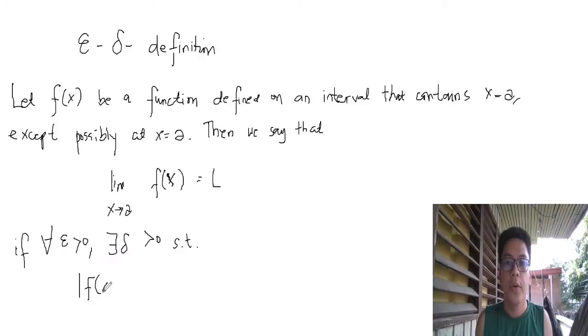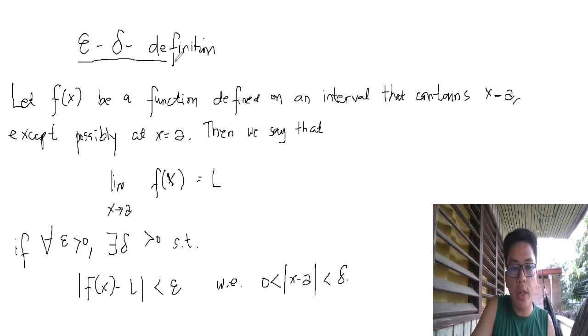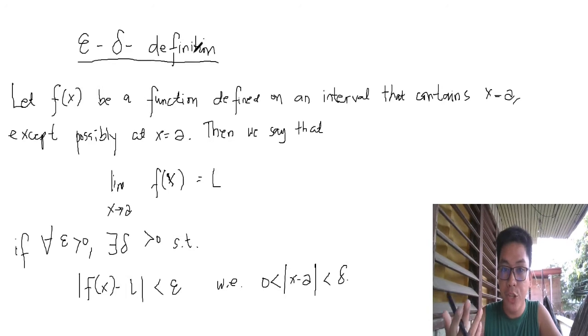That's it. Okay, so let's go now to the formal definition of the limit of a function. We call this formally the epsilon-delta definition. I'm really sorry for my penmanship there. I really can't control my pen.